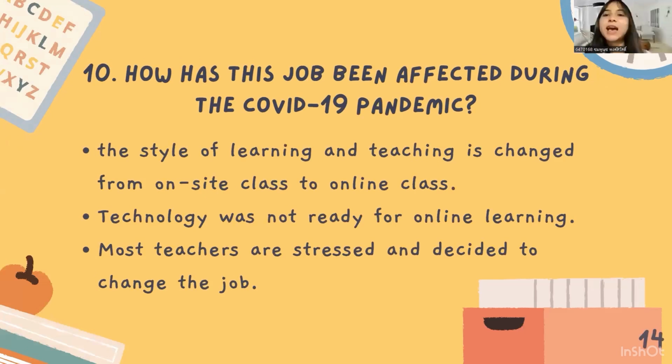Question number 10. How has this job been affected during the COVID-19 pandemic? The main effect is that the style of learning and teaching changed from on-site classes to online classes. At that time, technology was not ready for online learning that much, and it affected quite a number of senior teachers in using a program to teach students, because the technology was quite not suitable for them to learn new things, which is pretty hard for their generation.